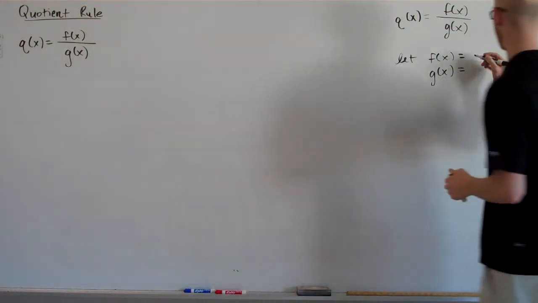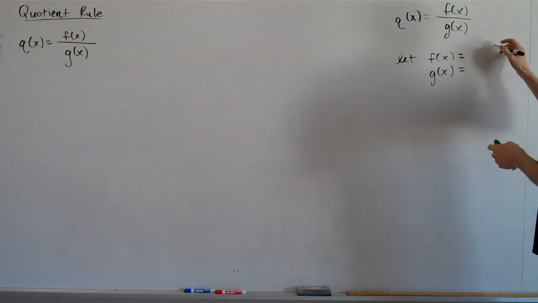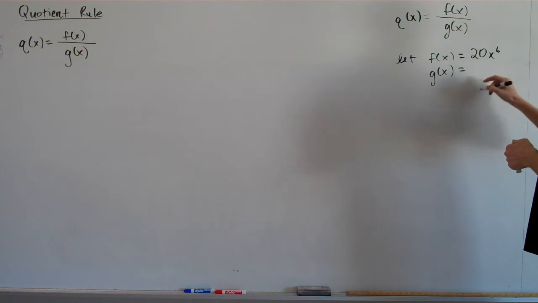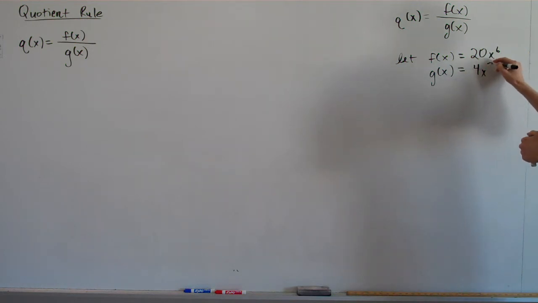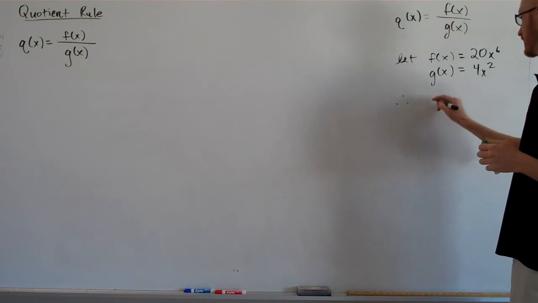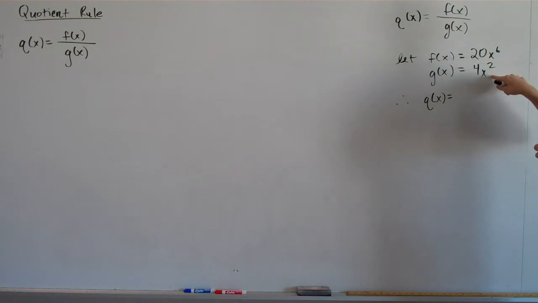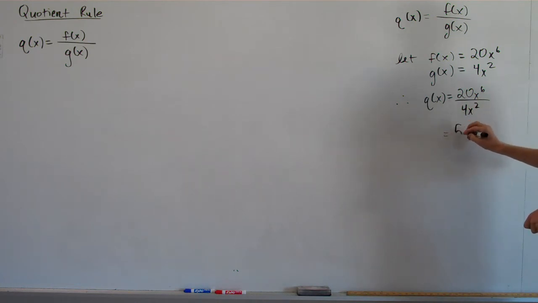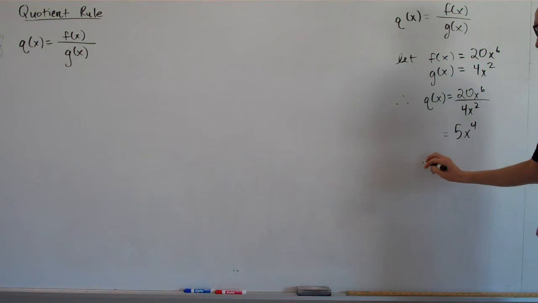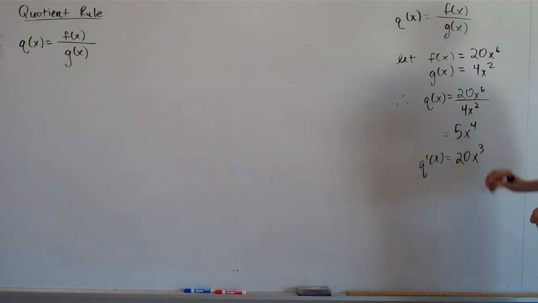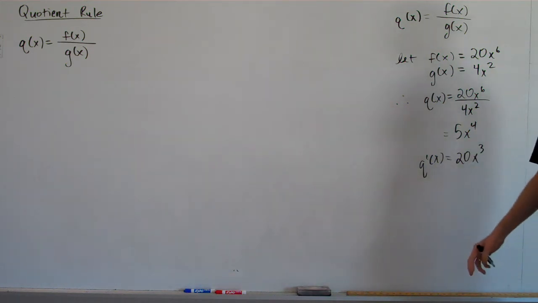So the two functions I'm going to allow here are f of x is going to be 20x to the sixth, and g of x will be 4x squared. Thus, q of x is equal to that over that, right? 20x to the sixth over 4x squared, which is the same as 5x to the fourth. And now we know q prime of x is, of course, 20x cubed.